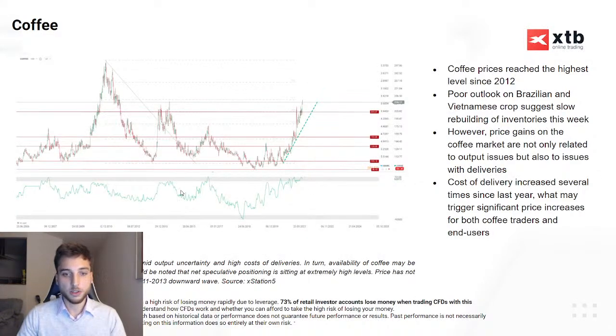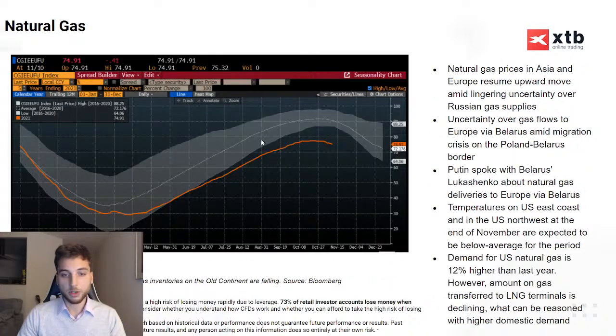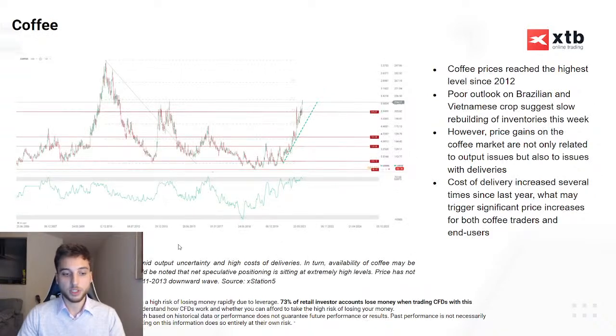Coffee prices, you can see here on the chart on the X station on the left, this is the weekly chart, continue to climb higher amid output uncertainty and high cost of deliveries. In turn, the availability of coffee may be limited in some parts of the world. It should be noted that net speculative positioning is sitting at extremely high levels. Price has not broken above the 61.8% retracement of the 2011-2013 downward move.